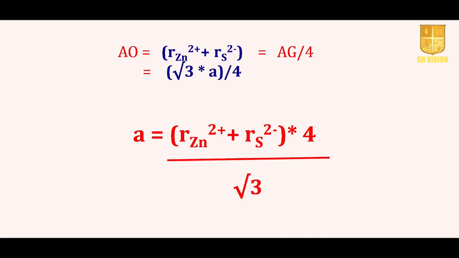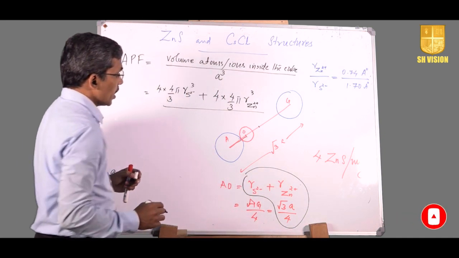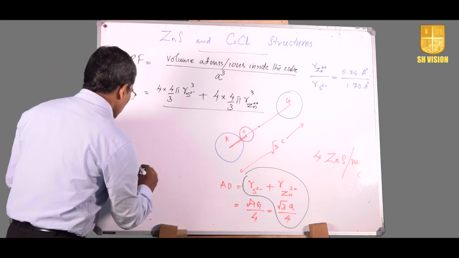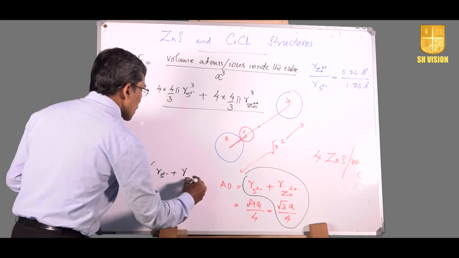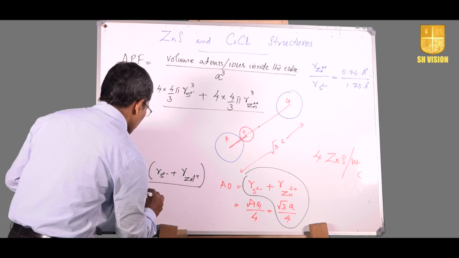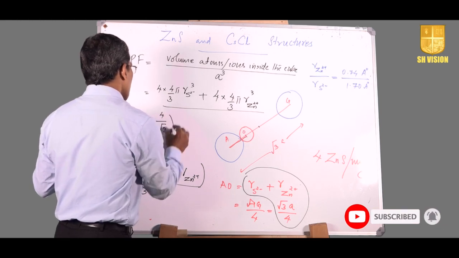AO is equal to AG by 4. But AG is equal to root 3A. Therefore, AO is equal to root 3A by 4. Root 3A by 4 is equal to the radius of sulfur plus the radius of zinc. Therefore, A is equal to 4 into the radius of sulfur plus the radius of zinc, divided by root 3. Therefore, A cube is equal to 4 by root 3, the whole cube.